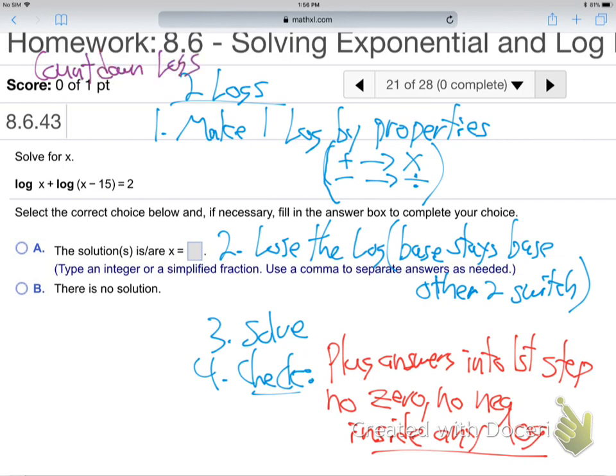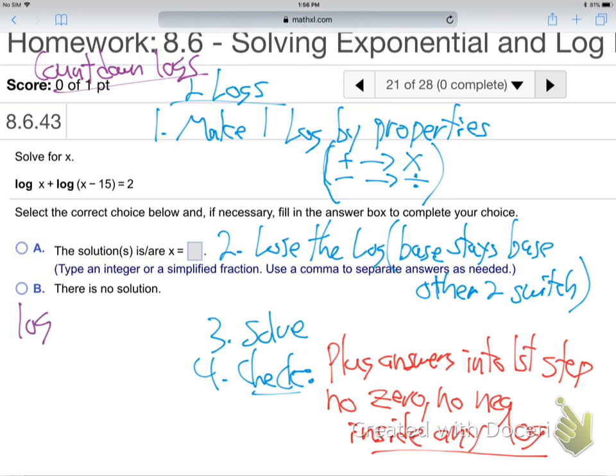What do I mean? On the first line you're going to have 2 logs. Next line you're going to have 1 log. Then you're going to have no log. That'll probably help you remember it. Just think it's a log countdown. 2 logs, 1 log, no log. That's how the flow will go. All right, let's give it a try.